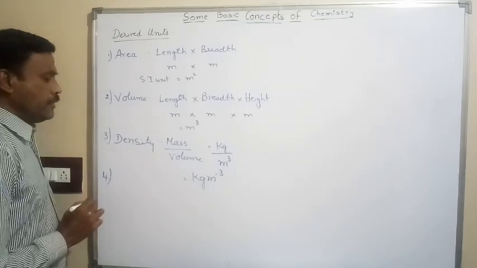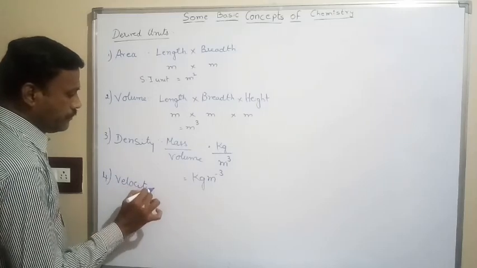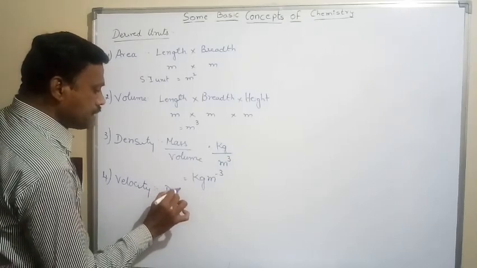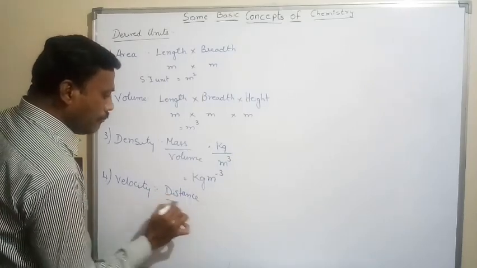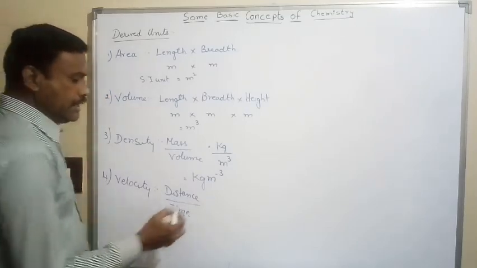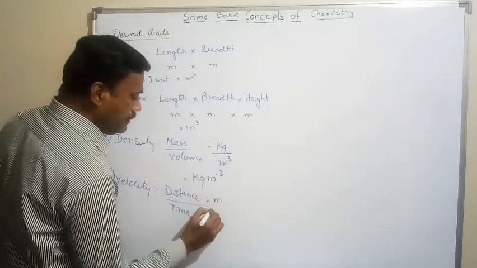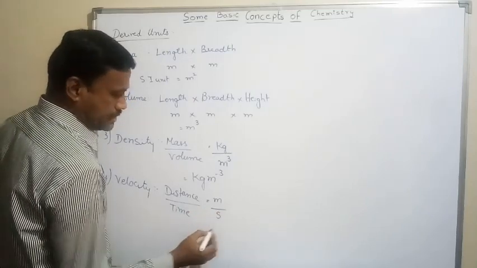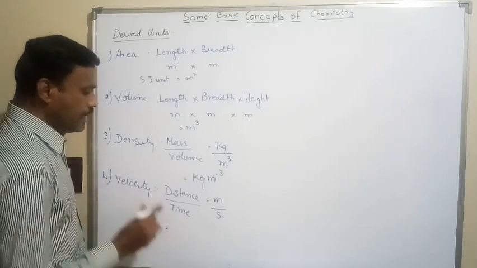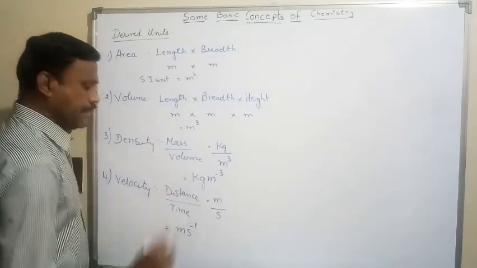The fourth derived unit is velocity. Velocity is distance by time. Distance is nothing but length. Length has the SI unit meter and time is in seconds. So the SI unit of velocity is meter per second.